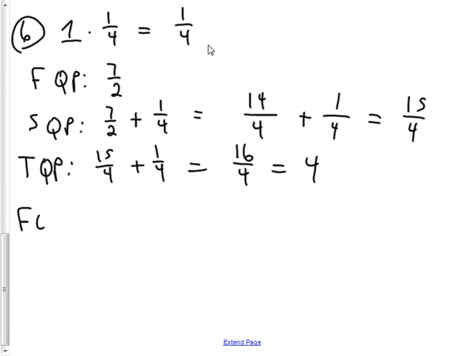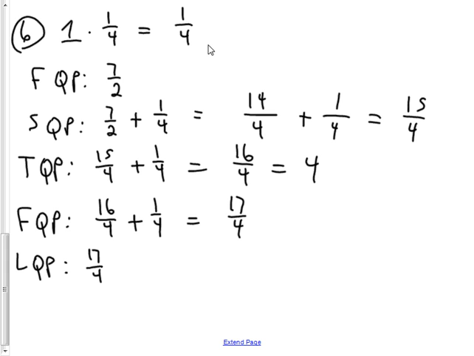And then my fourth quarter point, since I need to get a common denominator anyway, I'm going to leave it as 16/4. And I'm going to add a fourth, and that's going to give me 17/4. And then my last quarter point, I should end up at 9/2, so just make sure you end up at 9/2. So take 17/4, and you add a fourth to that. That's going to be 18/4, which is going to be 9/2. Again, just double checking to make sure.